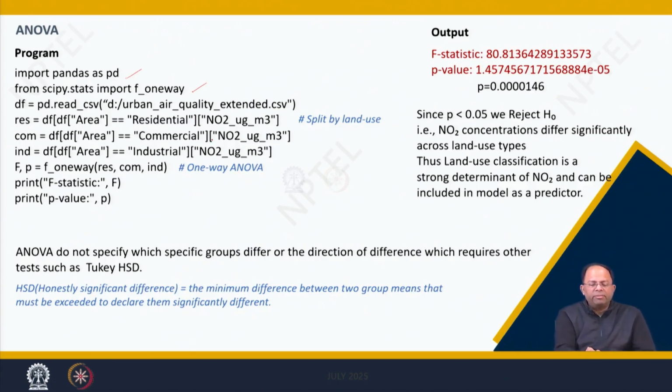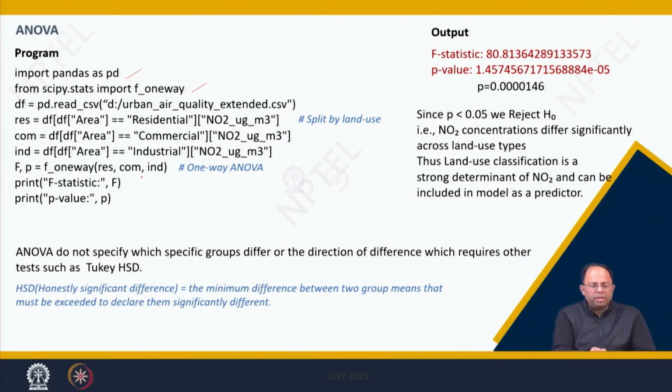Similarly, we are taking commercial and storing it in COM, and for industrial we are storing it in IND. Then we call the one-way ANOVA function, f_oneway, and give it the names of the groups we are analyzing, between whom we are trying to find out if they vary or not, and we store the two values, the F statistic and the significance value.